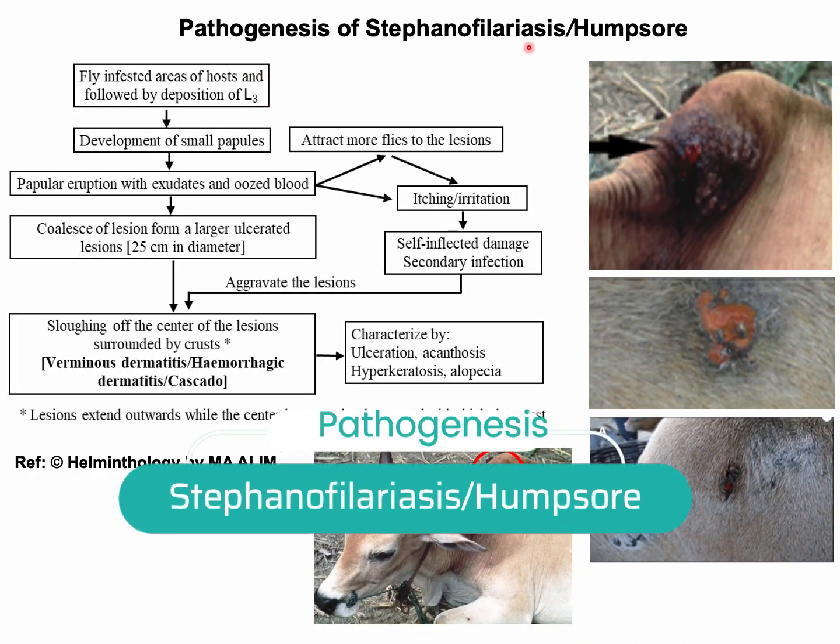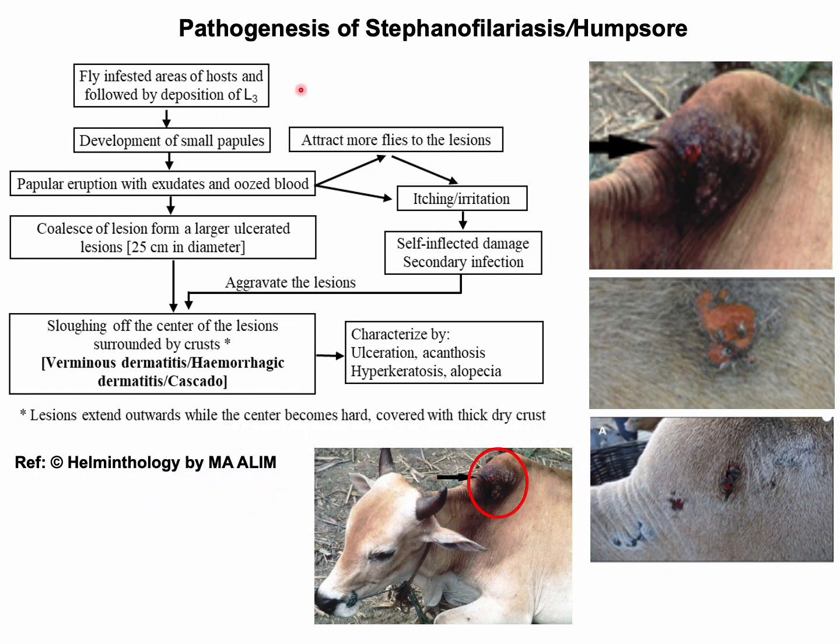Pathogenesis of Stephanofilariasis or Humpsore. Flies usually visit the host for their feeding. Initially, there will be development of a small papule on the skin due to fly infestation followed by deposition of L3 stages. These smaller papules will rupture and over time exudates and blood will be there. This will further attract more flies.